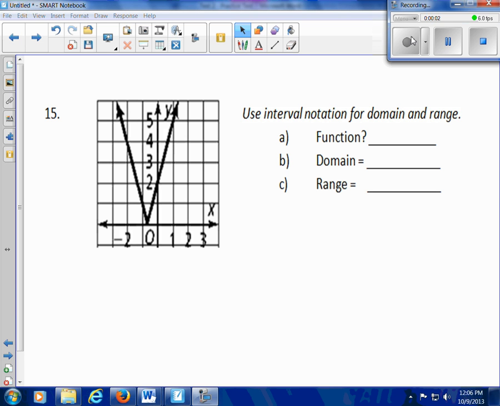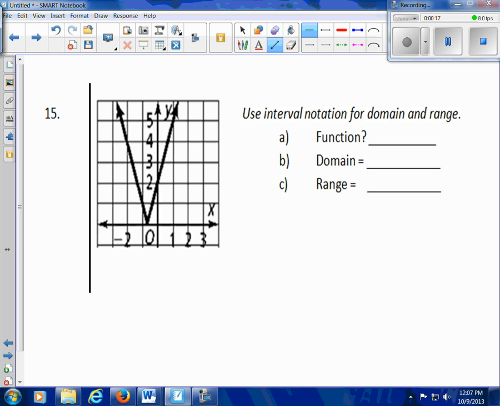Okay, for question number 15, I'm looking at a graph. And what I'm doing anytime I have a graph is I'm trying to figure out if it's a function or not by using the vertical line test.